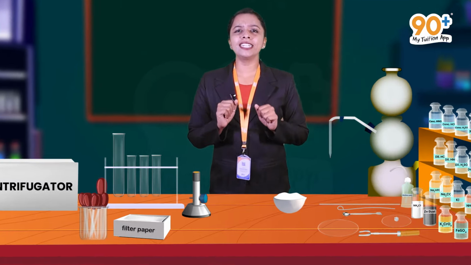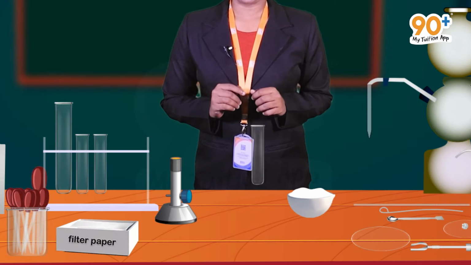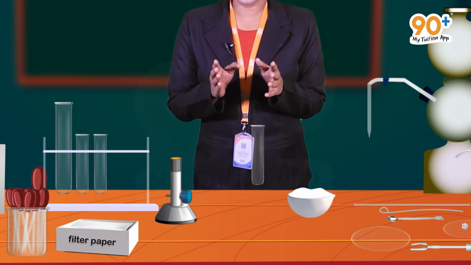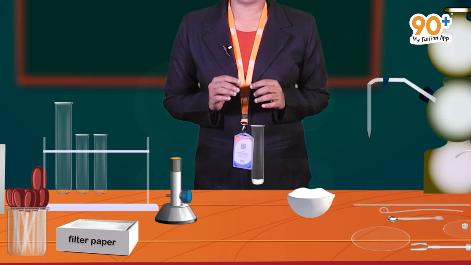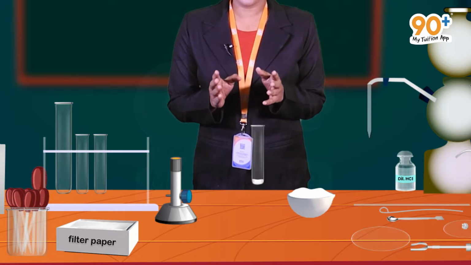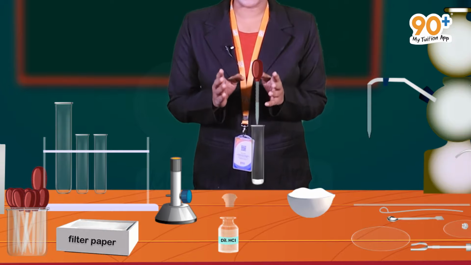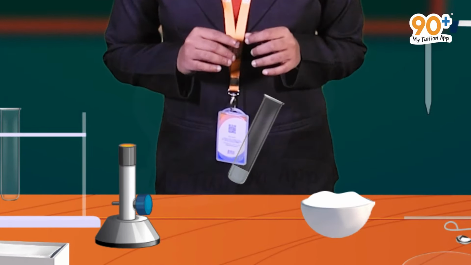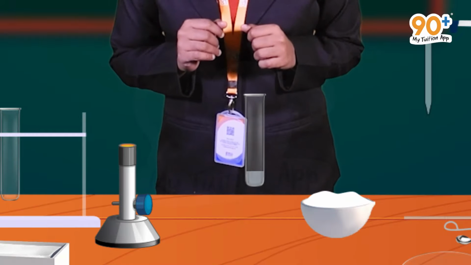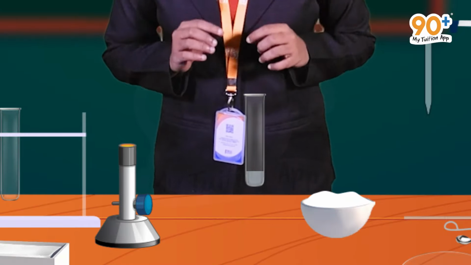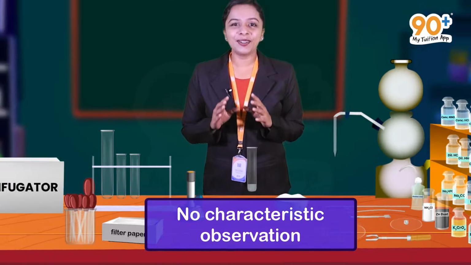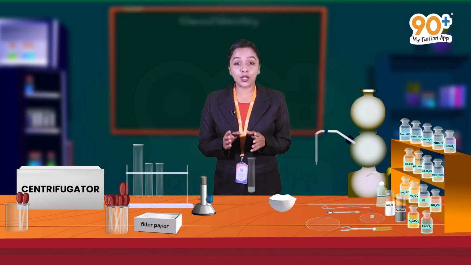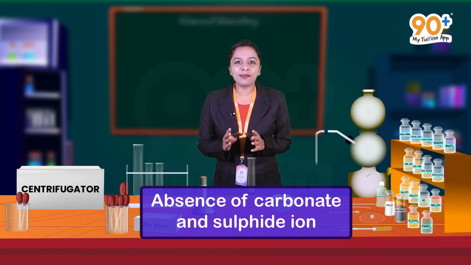To conduct this, take a test tube. To this test tube, add a little amount of given salt and then add a few drops of dilute hydrochloric acid. Then shake it well. Well, can you observe any changes here? No. It means there is no characteristic observation and it shows the absence of carbonate and sulphate ion.